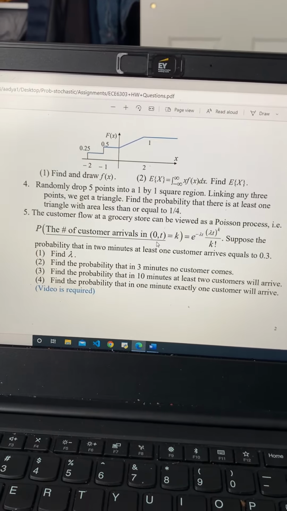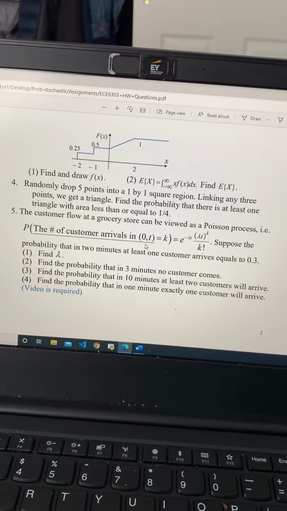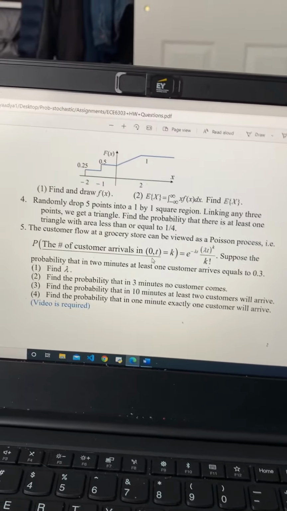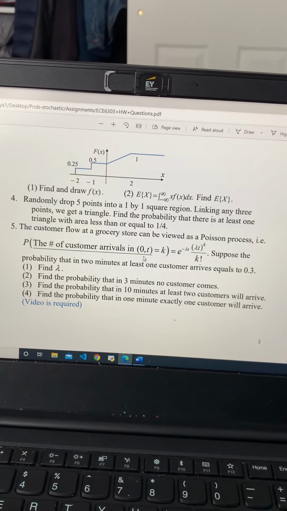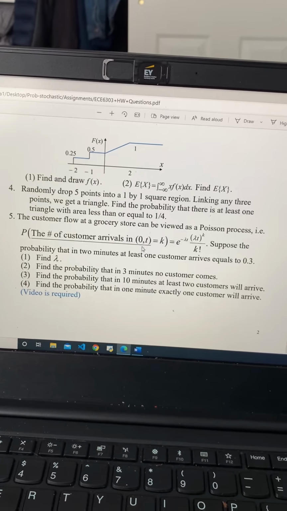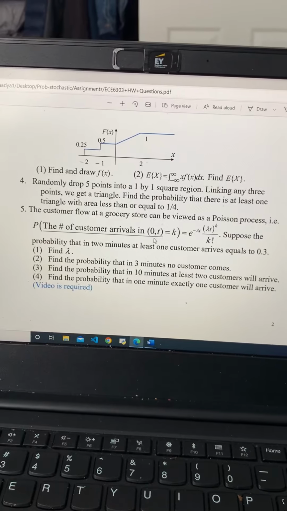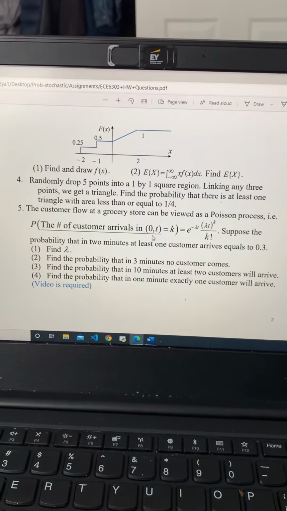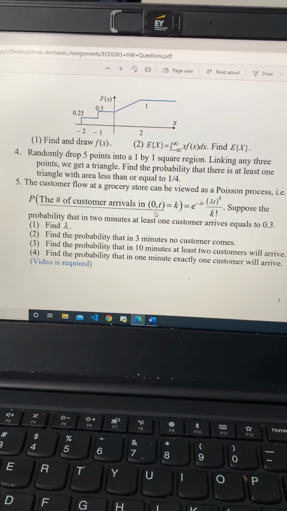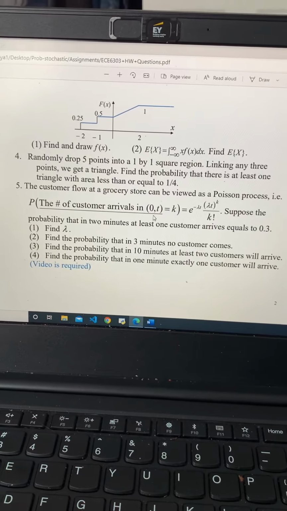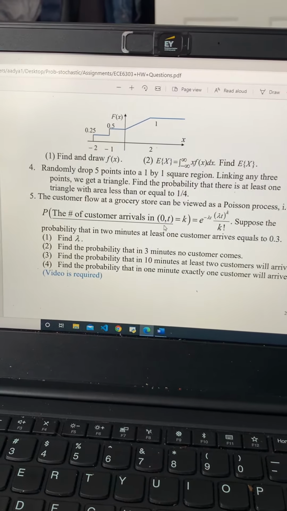So in this question, we have a customer flow at a grocery store that can be viewed as a Poisson process, where the probability of k customers arriving in the 0 to t time interval is given by e raised to minus t lambda into (lambda t) raised to k upon k factorial.